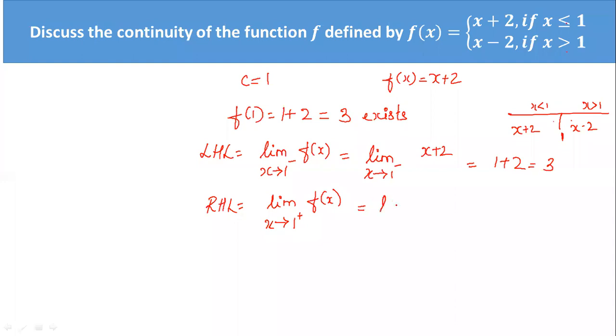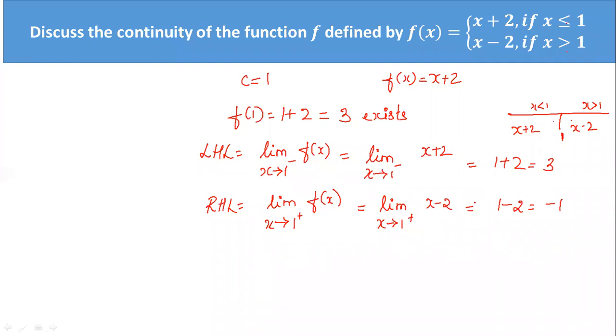So it is the limit of x minus 2 as x tends to 1 from the right. So you apply x is equal to 1. So you'll get 1 minus 2 is equal to minus 1. So whether left hand limit is equal to right hand limit, students? Is it equal? No, it is not equal. So if left hand limit and right hand limit are not equal, what does that mean, students?